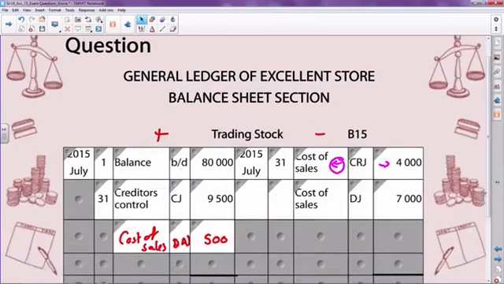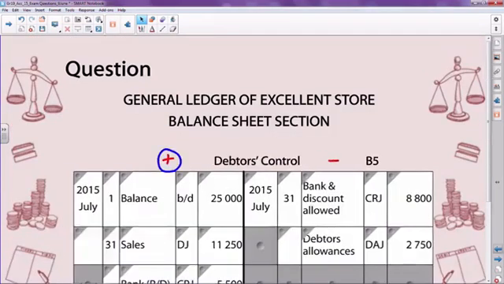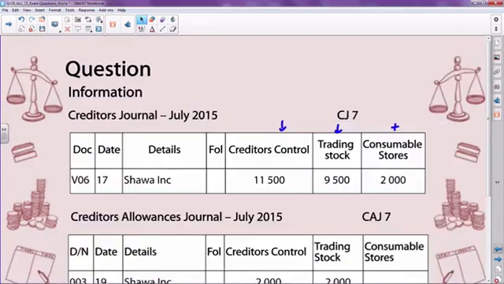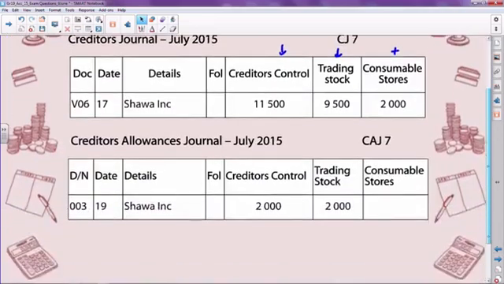And then when you go to trading stock, there it is. I already revealed it. How much trading stock did we buy? We bought in total 9,500. So therefore we have more stock now. So let's go look at your next journal, which is your CAJ. There it is.